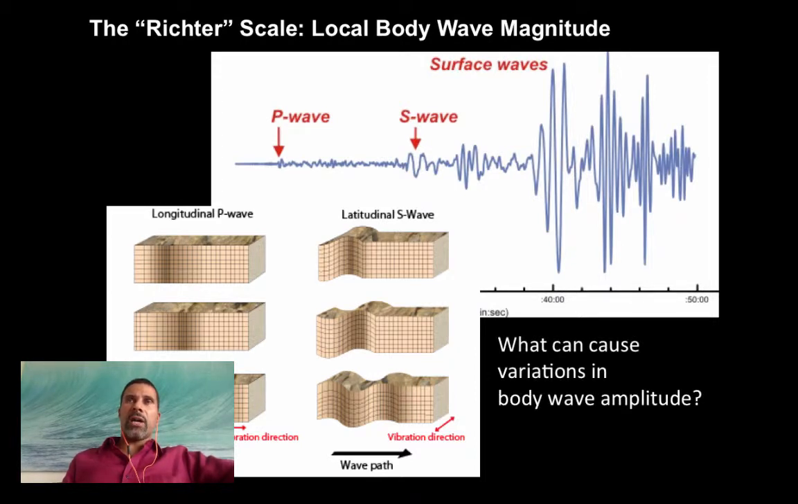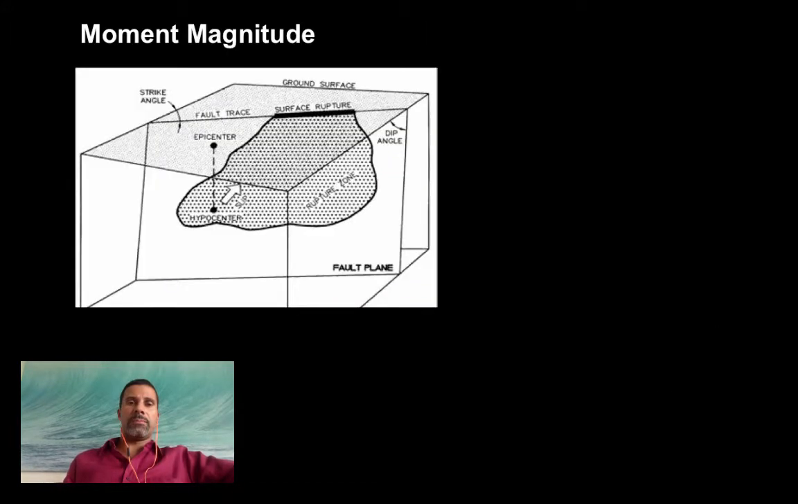The question I want to talk about in class next time is, what is it that can cause these variations in body wave amplitude? So you can see here there's a certain amplitude of these waves. What could make those bigger or smaller? Come up with some ideas. Let's brainstorm on them in class.